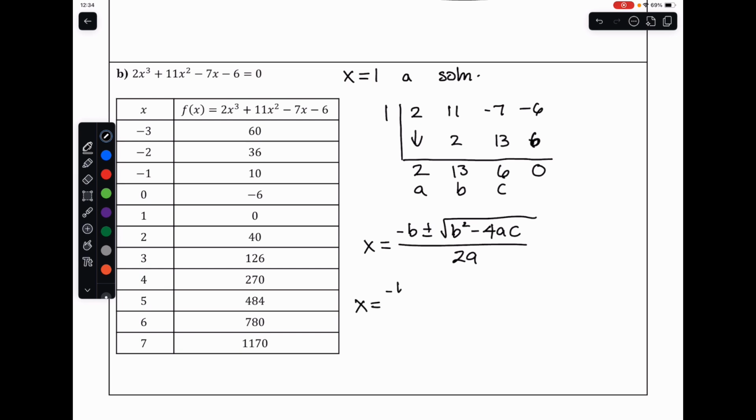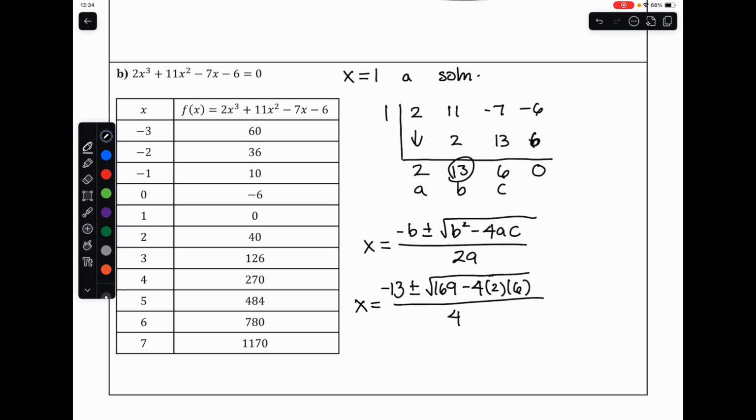So we have negative b plus or minus b to the second power. That's going to be 13 to the second power, which is 169, minus 4 times 2 times 6. And that will be divided by 2 times 2, which is 4. Again, 2a, 2 times 2, 4. Oh, I forgot to change this. This should have been negative 13, because the b value is 13, the negative of positive 13 is negative 13.